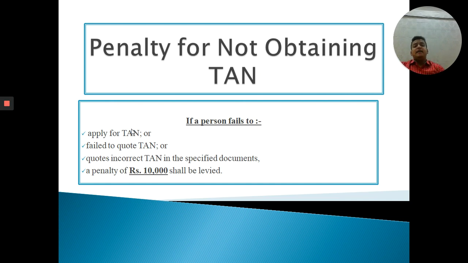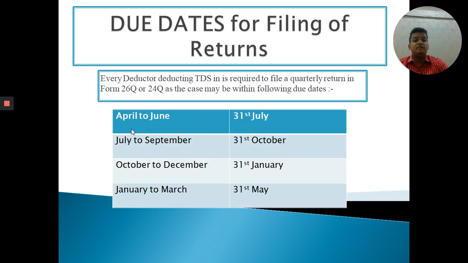Next we come upon the penalty for not obtaining TAN. TAN, as mentioned earlier, is the tax deduction account number. If a person fails to apply for TAN, or he has applied and also has a TAN but fails to quote TAN or quotes an incorrect TAN, mind you, incorrect TAN, in the documents in which we have to mention the TAN number, then a penalty of rupees 10,000 is leviable. Yes, my friends, you heard it right. Rupees 10,000 is leviable for non-quoting, wrong quoting, and if we don't apply for TAN.